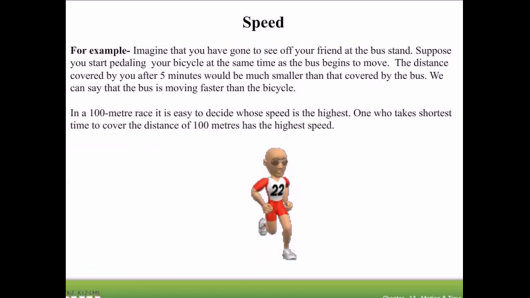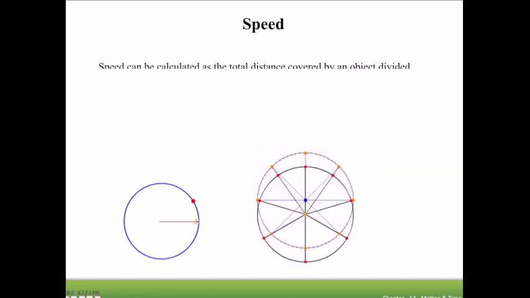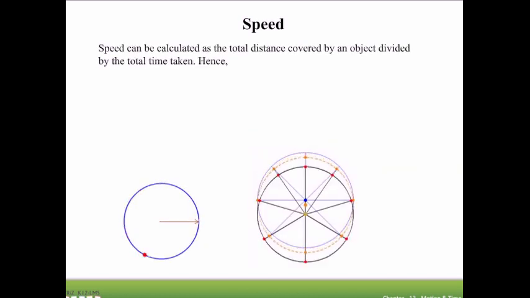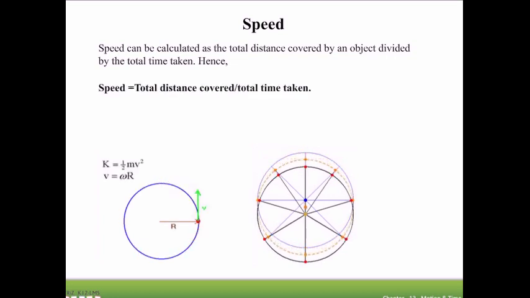In a 100-meter race, it is easy to decide whose speed is the highest. One who takes the shortest time to cover the distance of 100 meters has the highest speed. Speed can be calculated as the total distance covered by an object divided by the total time taken. Hence, speed is equal to total distance covered divided by total time taken.